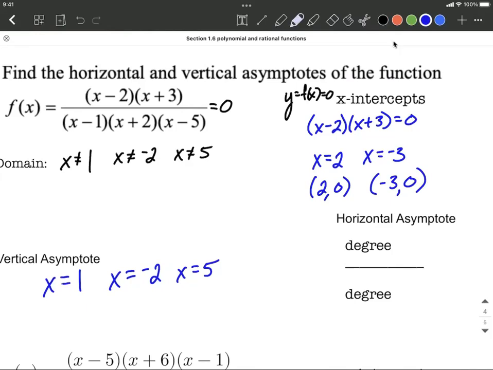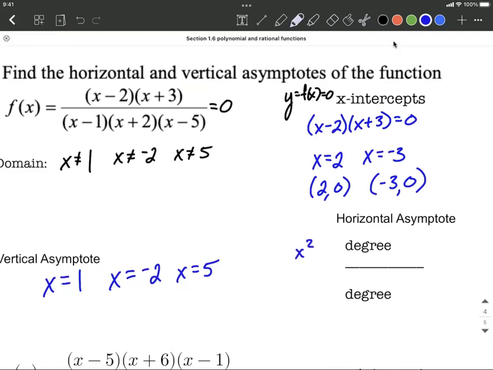All right, finally, horizontal asymptote on this one. Horizontal asymptote, remember, was dependent upon the degrees. So on this one, because it's been factored, we're going to have to do some visualization that if I multiplied this back out, x times x would give us the highest power of x in the numerator. So that's just going to be an x squared.